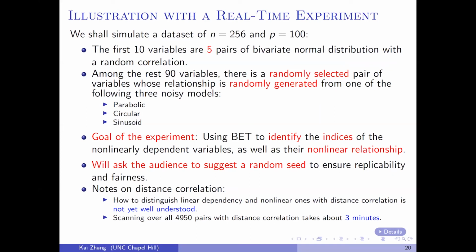Before we start, 2 notes on the comparison with the distance correlation here. First, recall that it's not easy for the distance correlation to do the task because its interpretation is not clear. How to distinguish linear dependency and nonlinear ones is still not well understood for distance correlation. Another note here is that distance correlation is a little bit slow, and scanning over these about 5,000 pairs will take about 3 minutes. So we can compare the speed here.